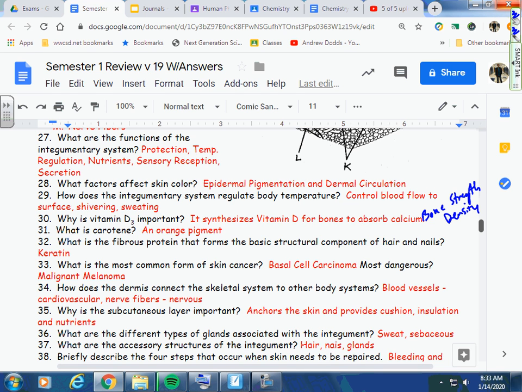Number 33, what is the most common form of skin cancer? That would be basal cell carcinoma. What is the most dangerous? That would be malignant melanoma.